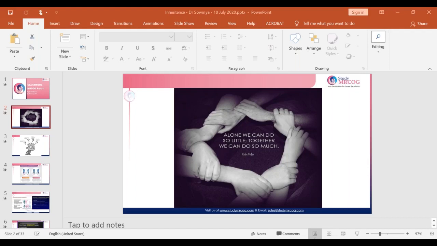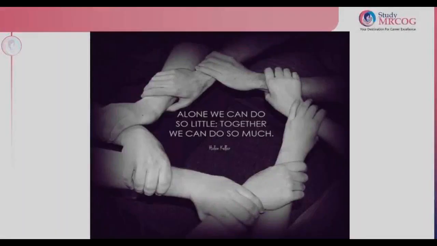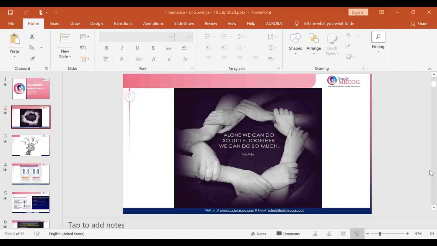To start with, this is a small effort from studyMRCOG to make your life easier, definitely to understand the concepts. Just remember, in the exams, your concepts should be very much solidified. So it helps you to perform better in the exams for sure.